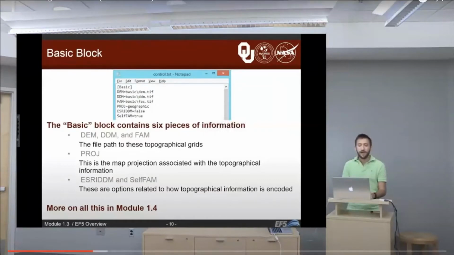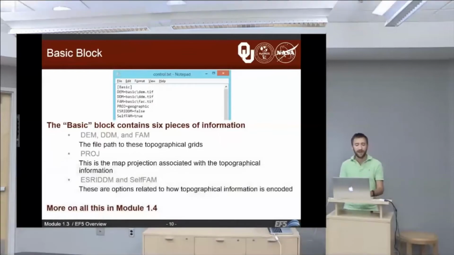Next, the PROJ block or parameter is the map projection associated with the topographic information. In this example, we can see that it is geographic information. Esri, DDM, and self-FAM are options related to how some of the topographical information is encoded and what formats are used.